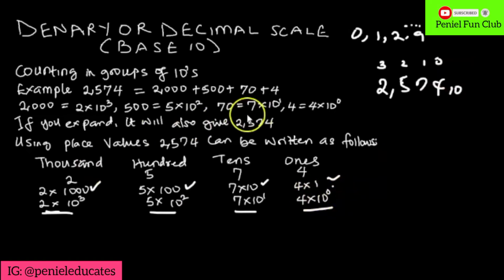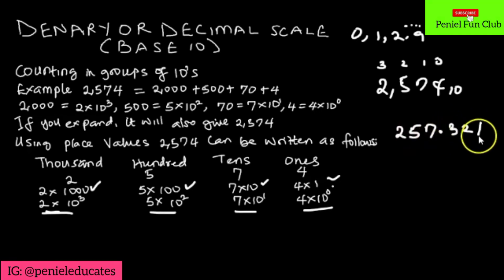So if you add all this together, everything will be 2574. But if you have other numbers, say you have 257.321, if you count from here 0, 1, 2, the numbers that are after the decimal point, you start using -1, -2, -3, like that. So that's how to indicate the indices on the numbers.